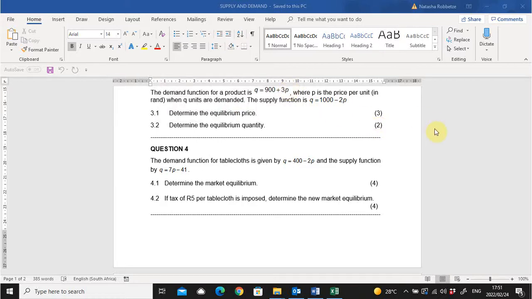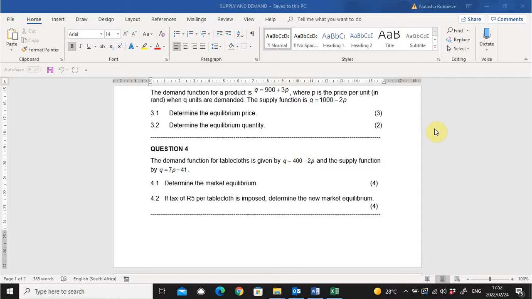Hello students, and welcome back to part 2 of this supply and demand equation explanation. In this part we're going to cover the remaining questions, which are question 4, question 5 and question 6 of the random examples that I've shared with you on Blackboard. So I want us to start reading question 4.